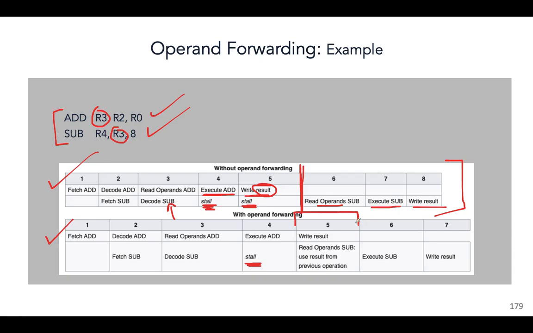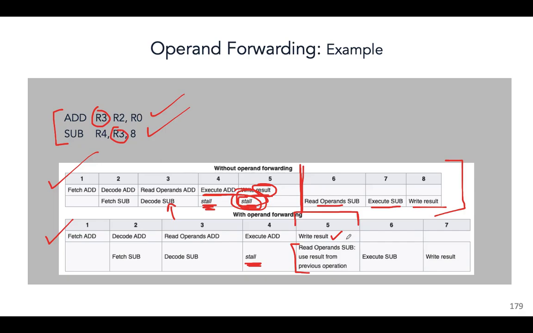But now what happens is, while it is writing the results, the add instruction can also forward the operand to the subtract instruction, so that the subtract instruction can actually take R3 directly from the add instruction and start its own operation. So it doesn't have to wait like it had to in this case. So you see what happens here.